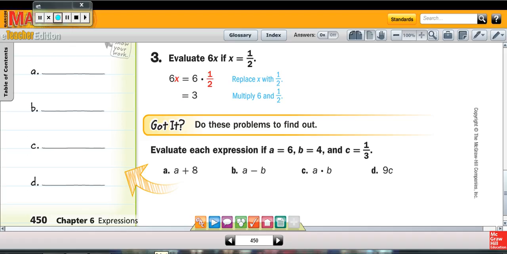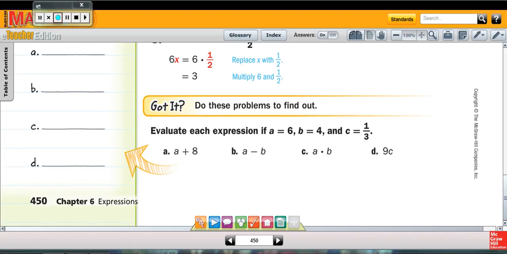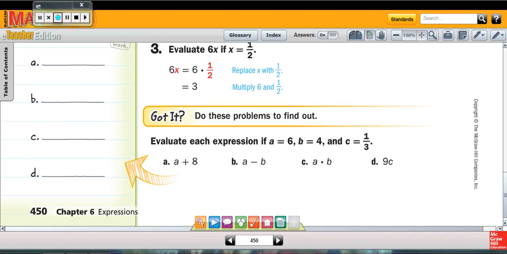I want you to solve A, B, C, and D using the information above. Okay, evaluating those expressions with those substituted values. Go ahead and pause the video at this time, do those 4 problems, and then check back.